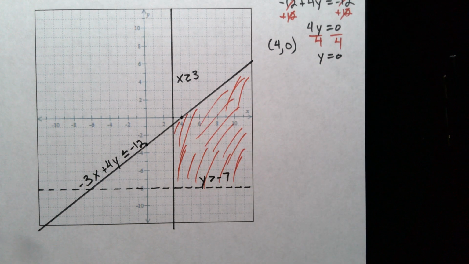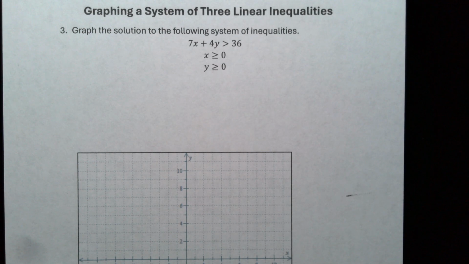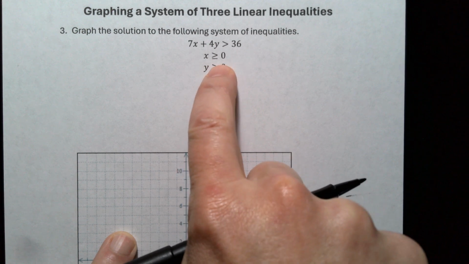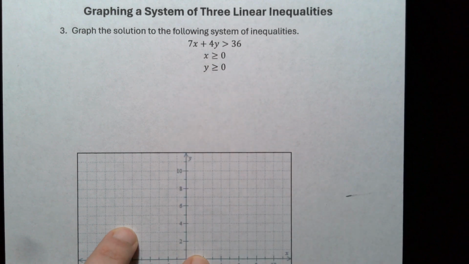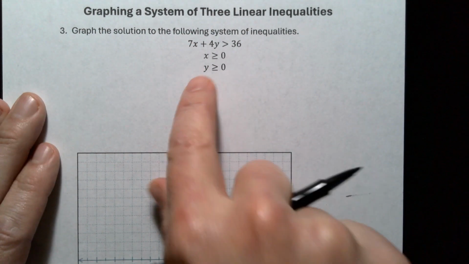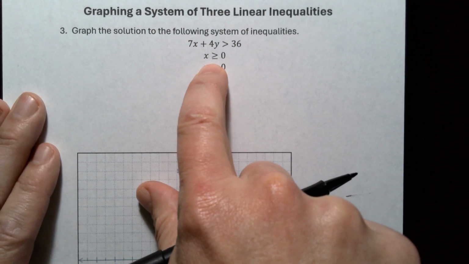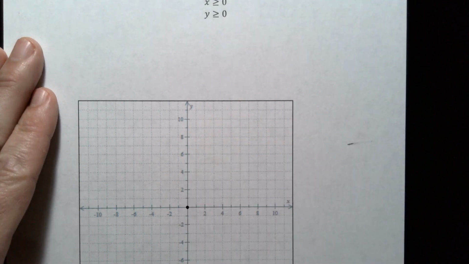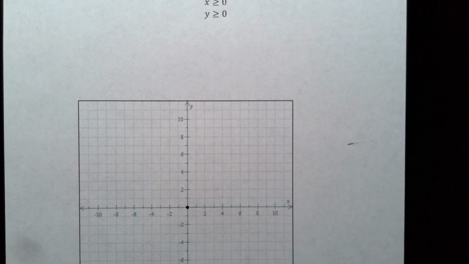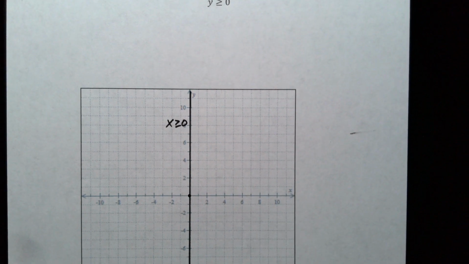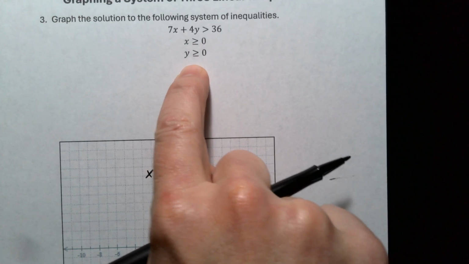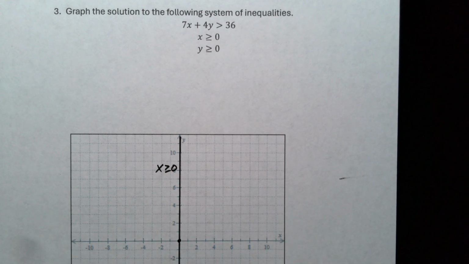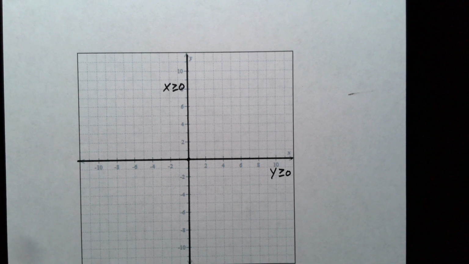Okay, let's do another one. On this one I have 7x plus 4y is greater than 36. That's going to be a dotted line. And I've also got x is greater than or equal to 0 and y is greater than or equal to 0. So this time I'm going to graph these two first. X is greater than or equal to 0 is a solid line, and it goes through x equals 0 and it goes vertical. So it's going to go through x equals 0, which is here, and it goes vertical. Okay, so let me do a solid line there. Okay, there's that line. Okay, and then the next one, let's do y greater than or equal to 0. So again, it goes through 0. It'll be a solid line, and it'll go left and right. So let's graph that. Okay, there's that.